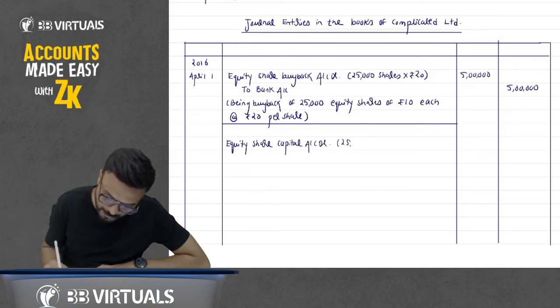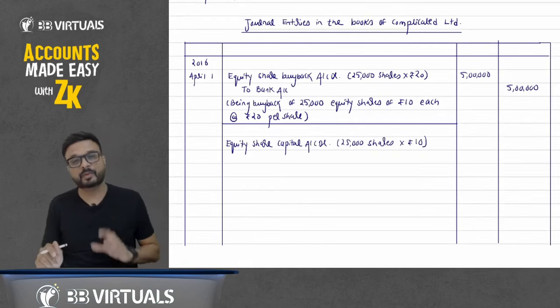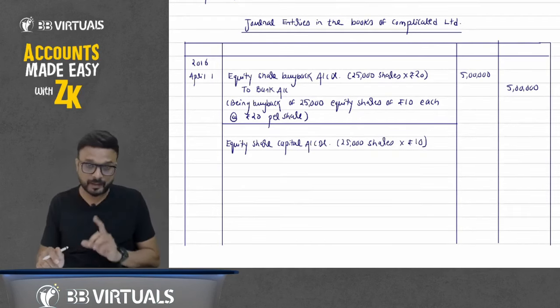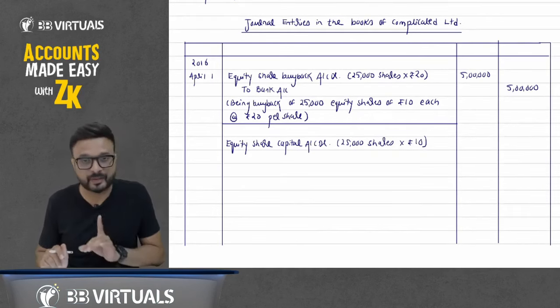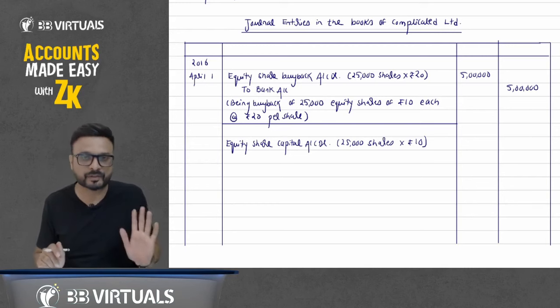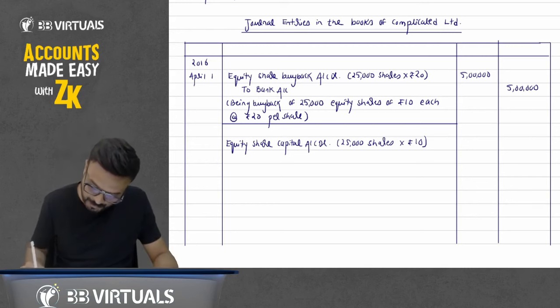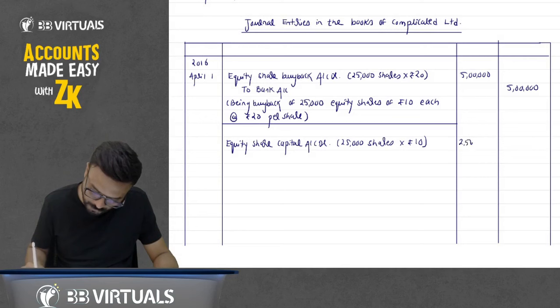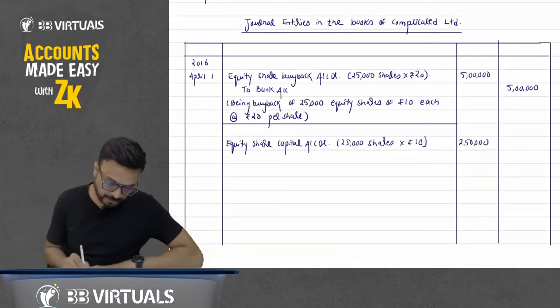So we are doing buyback of 25,000 shares. And for one share, face value. Always remember, when you cancel capital, capital is always recorded at face value. When it is cancelled, it will be cancelled at face value only. So equity share capital account debit 2,50,000, 25,000 shares multiplied by 10.